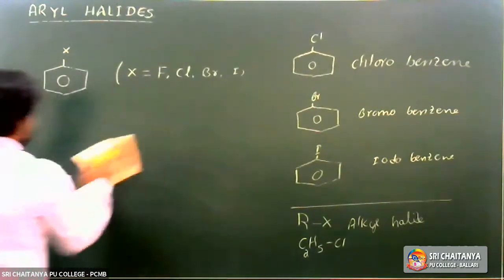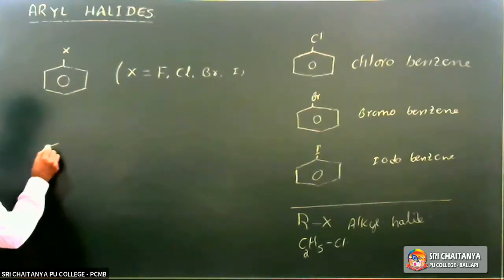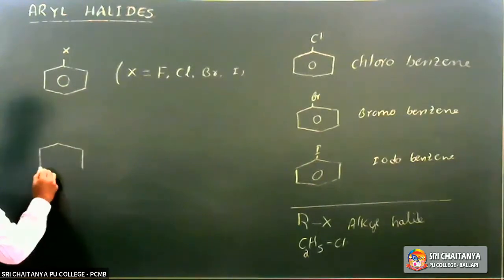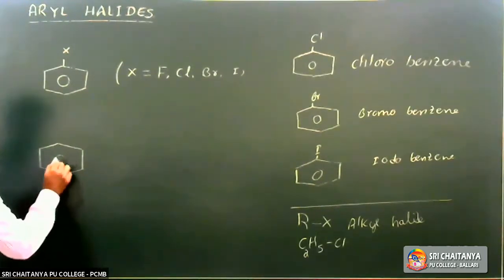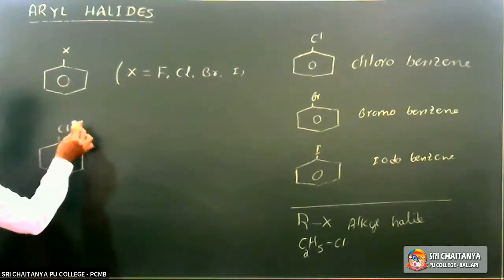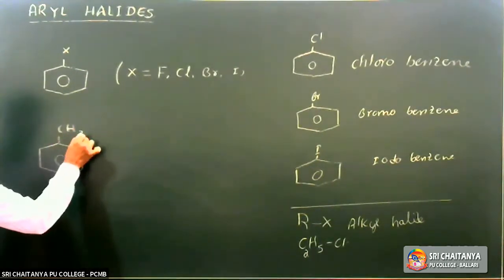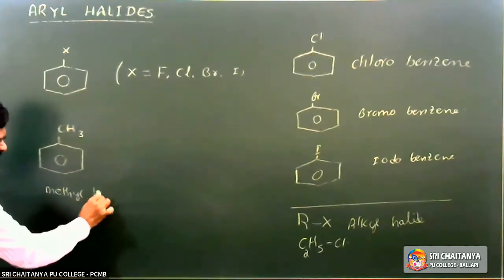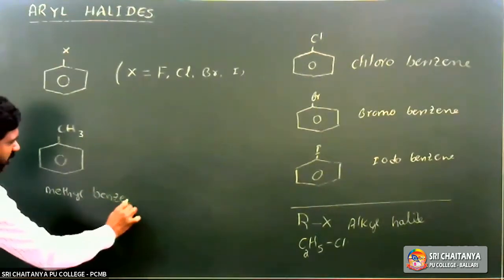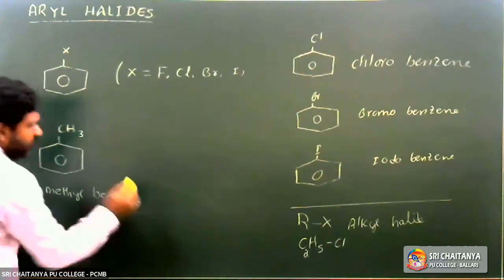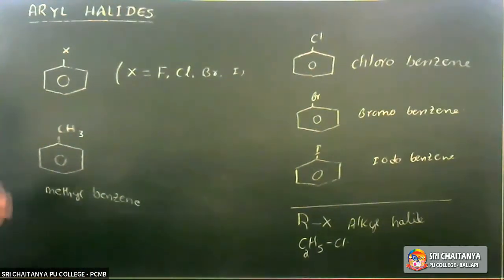The next one is substituted haloarenes. It is a benzene ring. Suppose it is attached with CH3. It is called methyl benzene. Methyl benzene is prepared from benzene by a named reaction, the Friedel-Crafts alkylation reaction.